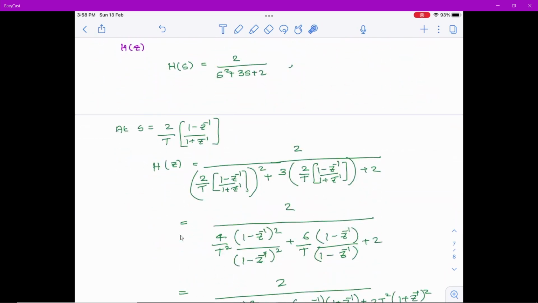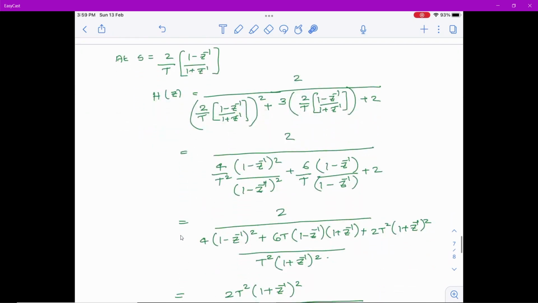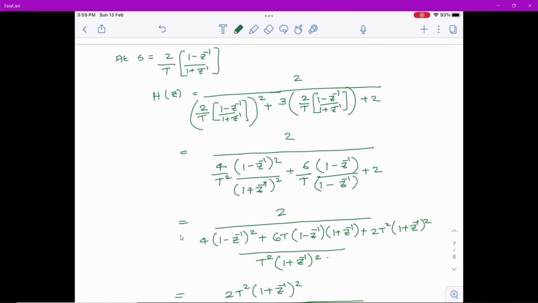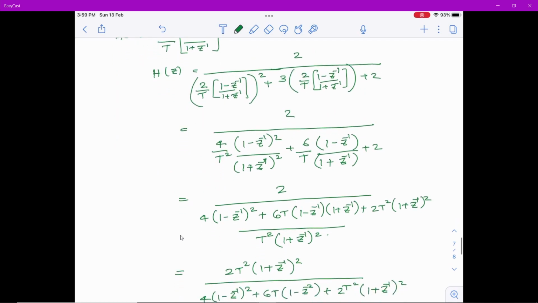So that's what we have done here. S equal to 2 by T (1 minus z raised to minus 1) by (1 plus z raised to minus 1). Doing this, this is s square, this is s. Okay, you just substitute it. But don't stop there. Make sure you simplify this so that you will have powers of z raised to minus 1 in the numerator and in the denominator. Right now this expression is in an awkward form. You simplify this so that you will have it in proper power form.